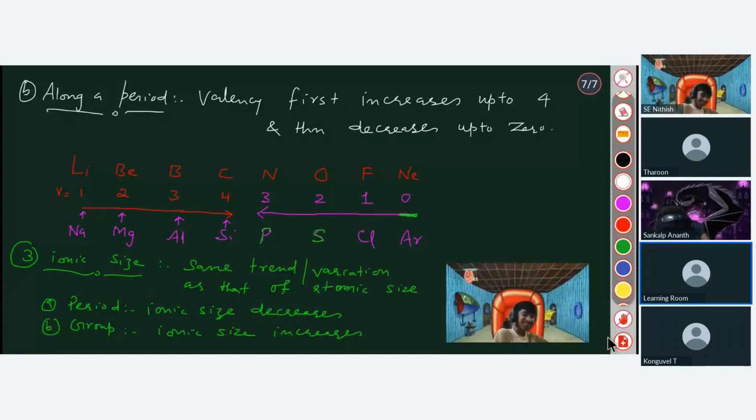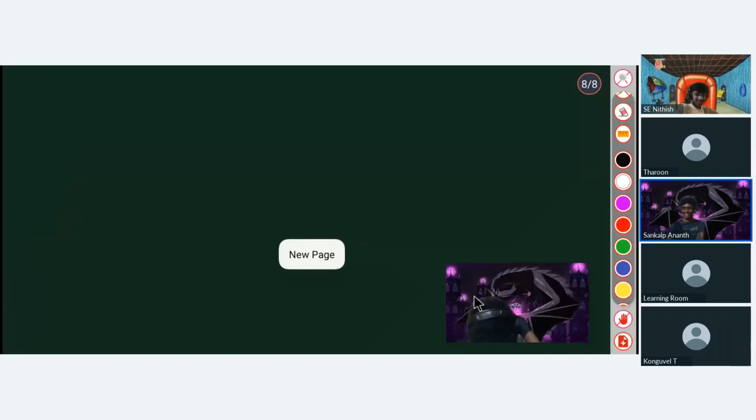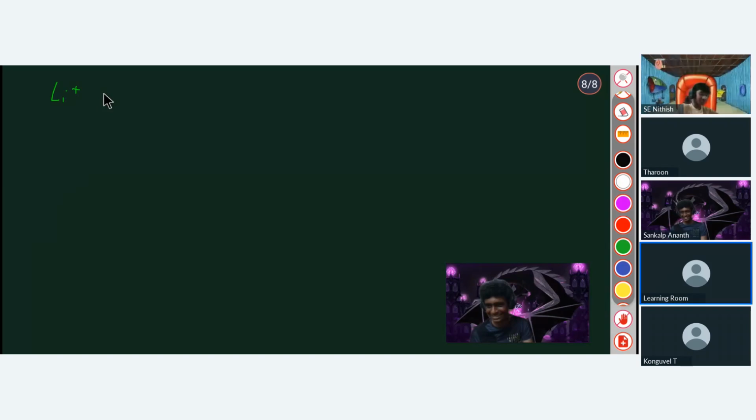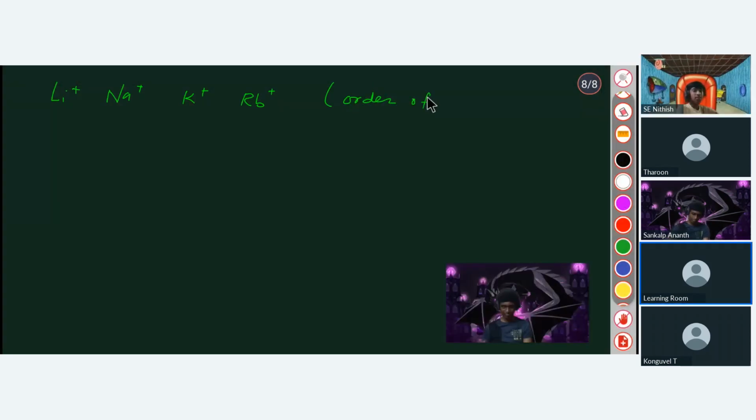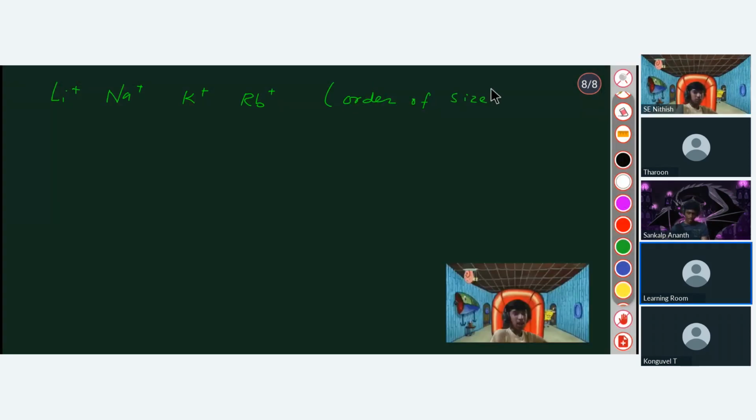Have you now noted down this? Yes, sir. Nitish, stop talking and finish writing that. Now tell me here what will be the size? Lithium, sodium, potassium, rubidium ions. These are all the cations, right? Can you tell me the order of size? Among these, which will have the bigger size? Rubidium. Exactly.